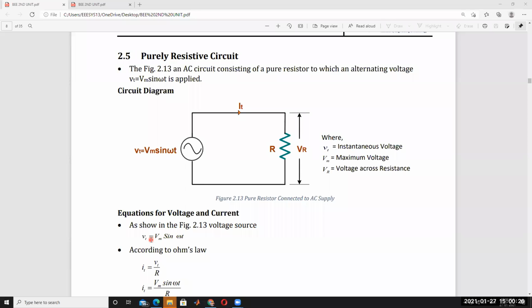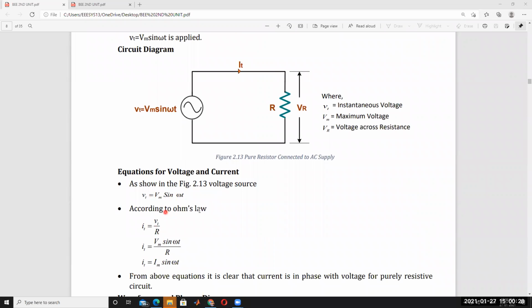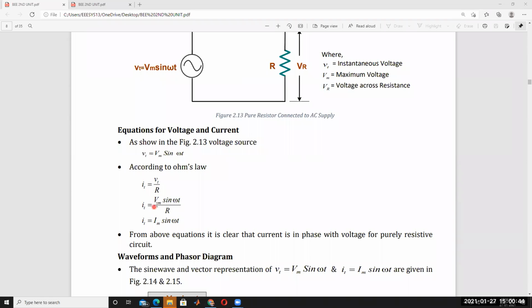Then the instantaneous value of voltage is v of t equal to Vm sin omega t. According to Ohm's law, what is the current i of t? V by R, so v of t divided by R. What is v of t here? Vm sin omega t by R. And Vm by R is nothing but Im. Then i of t is the instantaneous value of current, and small v of t is the instantaneous value of voltage. So i of t is equal to Im sin omega t.